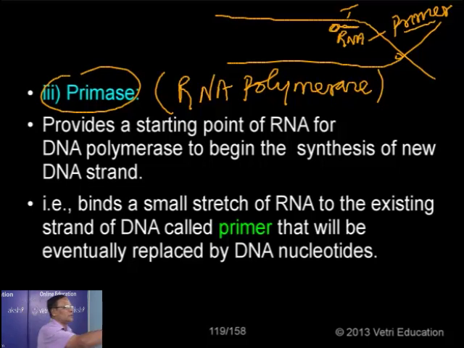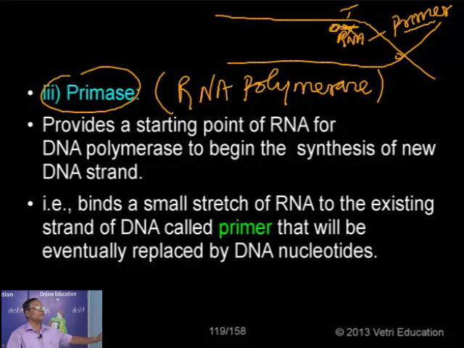So now this is the DNA polymerase, it begins the synthesis of the new strand. Once the DNA formation has been completed, that is, the replication has been completed in that strand, this RNA primer is removed. That place is also replaced by DNA nucleotides. This is what is happening.